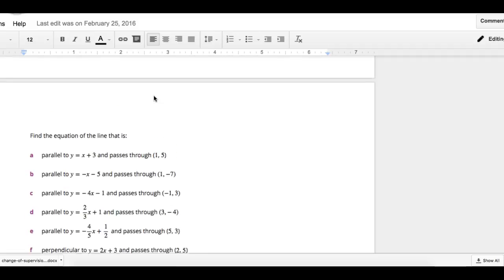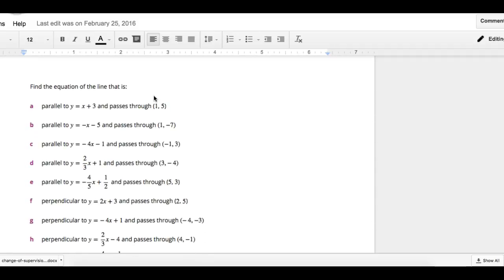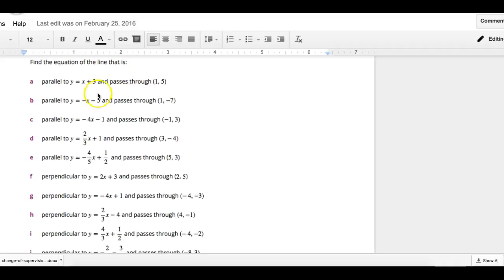Okay, so question 2, I think it's question 2, yeah. It's harder. We have to find the equation of the line that is parallel to and passes through 1, 5. This is where I've got to do a bit of working out. So we'll do question A, which is usually always the easier one, and then we'll do some hard ones. So question A, first of all.